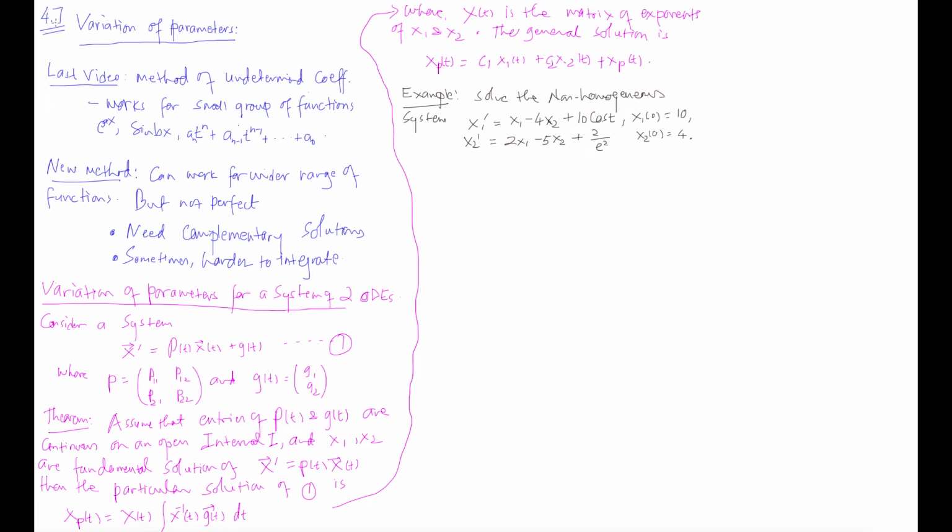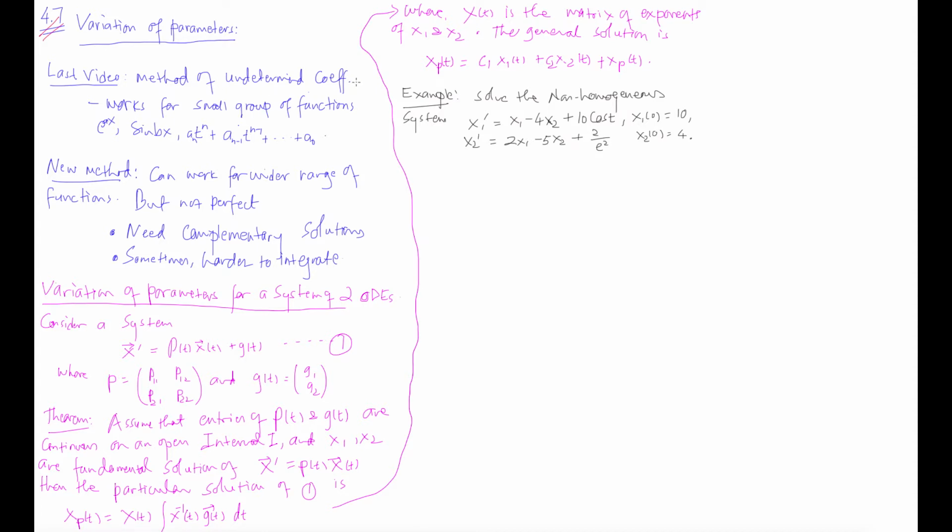Okay, so in this video we are going to talk about section 4.7 from the book, which is variation of parameters. This is another method to solve a second order non-homogeneous equation. Last time we talked about the method of undetermined coefficients.